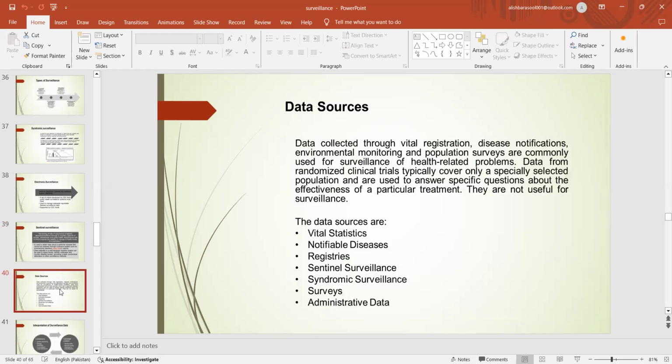Data sources. Data collected through vital registration, disease notifications, environmental monitoring, and population surveys are commonly used for surveillance of health-related problems. Data from randomized clinical trials typically cover only a specified selected population and are used to answer specific questions about the effectiveness of a particular treatment. They're not useful for surveillance. The data sources are vital stats, notifiable disease registry, sentinel surveillance, syndromic surveillance, surveys, and administrative data.